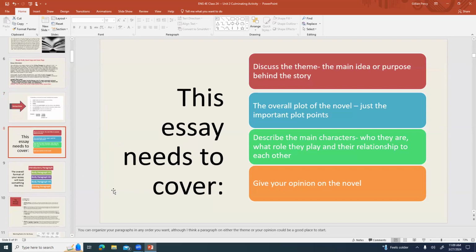Okay. I'm putting this in a summary format. You have basically 4 main topics you need to cover in this essay. You need to discuss the theme, the main idea or purpose behind the story. You need to discuss the overall plot of the novel, just the important plot points. You need to describe the main characters, who they are, what role they play in their relationship to each other. And then you need to give your opinion on the novel. So those are 4 main paragraphs.